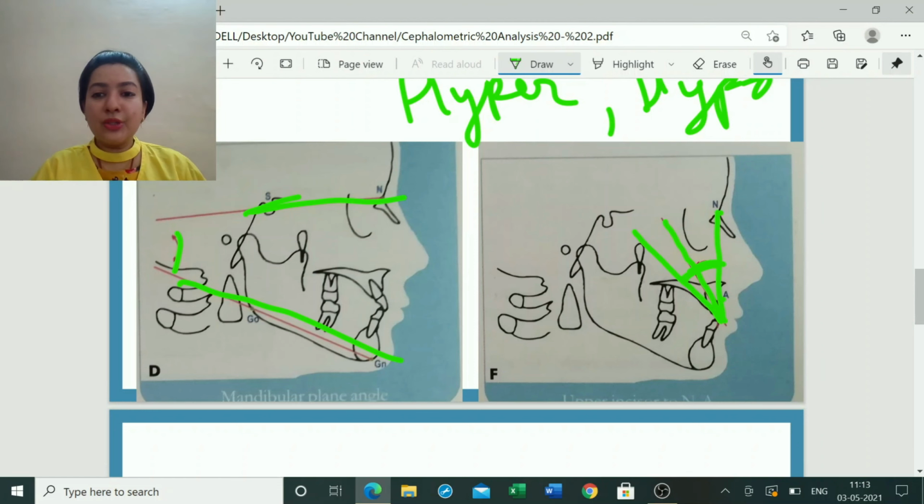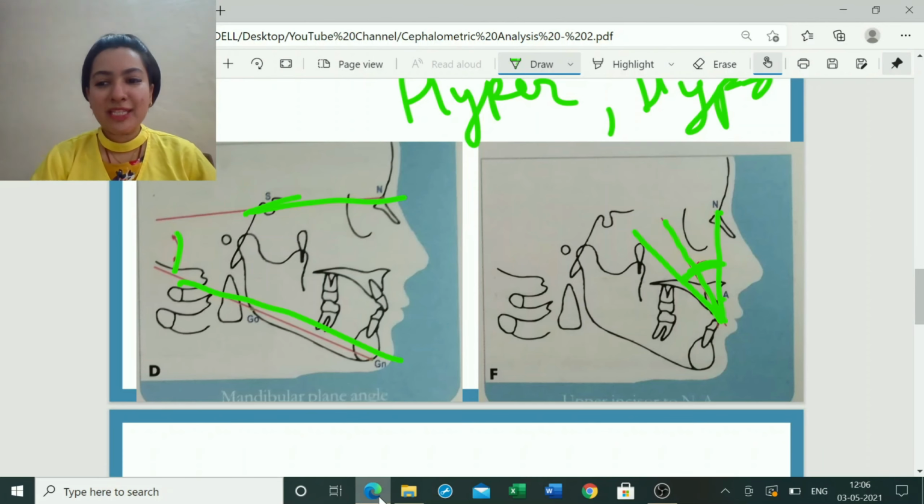Simple. So when you need to correct the proclination, you know the chief complaint of the patient is proclined upper incisors. You want to correct the proclination, you'll have to calculate how much the teeth are proclined. Only then you can decide how much you have to retract the teeth. So based on all these angles, you basically get to know how much retraction has to be done.